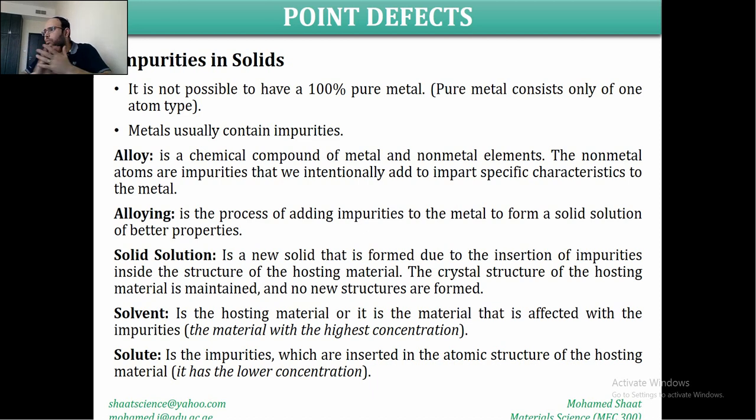It is impossible. Anyway, there should be certain impurities that exist, especially when we talk about metallic materials, metals. So these impurities make the metal be in the form of an alloy. So the alloy is metal with impurities. This is how we can understand the alloy. So it is impossible to have 100% pure metal. Pure metal consists only of one atomic type, as we discussed before.